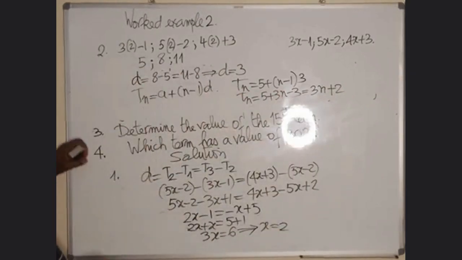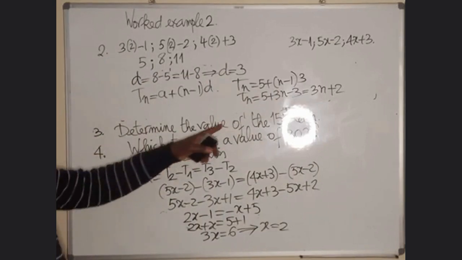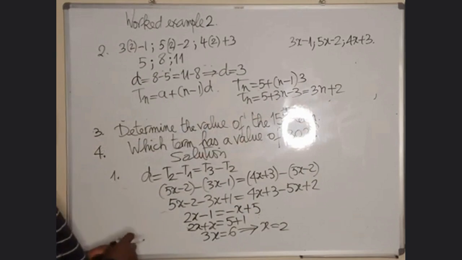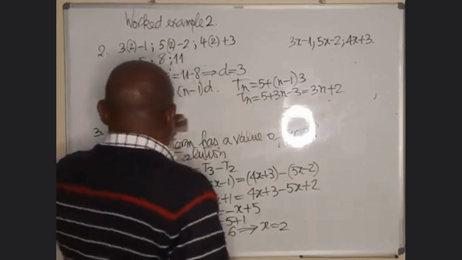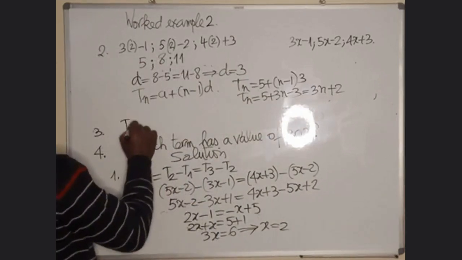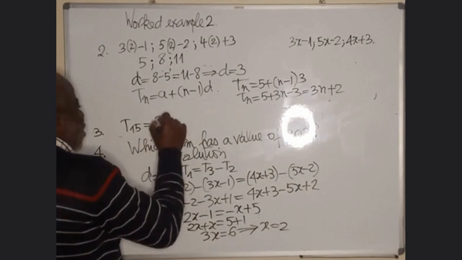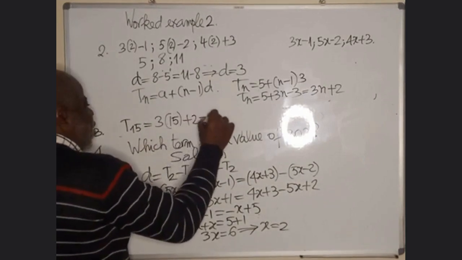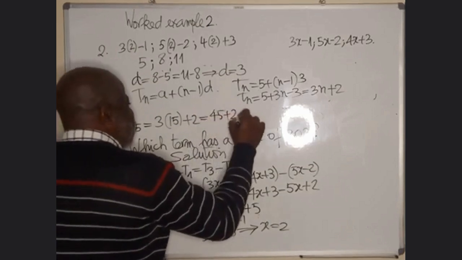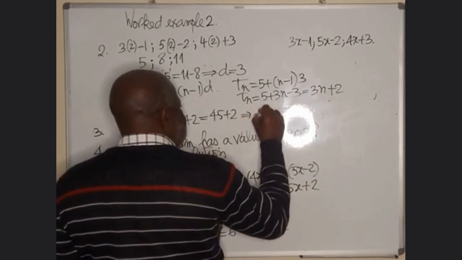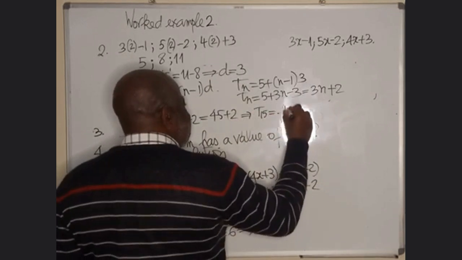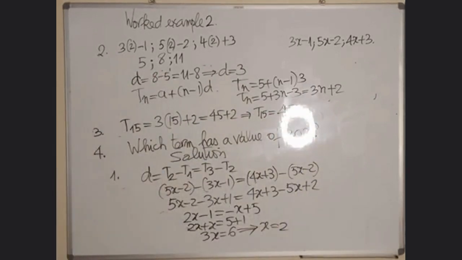Going to the next question, number 3, determine the value of the 15th term. Now we're going to get term number 15, T15. T15 will be equal to 3 times 15 plus 2. It will be 45 plus 2, and our T15 will be equal to 47. 47 is term number 15. That was the answer for question number 3.